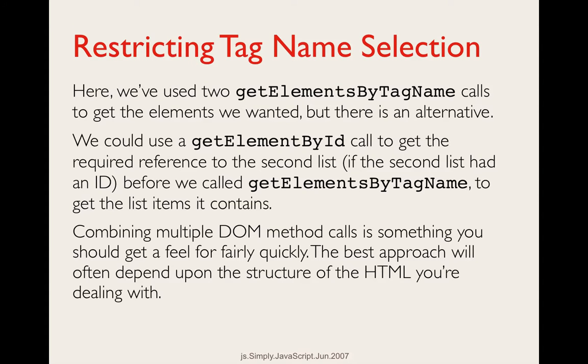Now we've used 2 getElementsByTagName calls to get the elements we wanted, but there is an alternative. If each unordered list had an ID on them, you could just call the second ID and getElementsByTagName and do it that way. Probably a little bit more straightforward, and if you're authoring the code, it's what I would recommend. But combining multiple DOM method calls is something you should get a feel for really quickly, because we're going to be doing it an awful lot. And the best approach often depends upon the structure of the HTML you're working with.